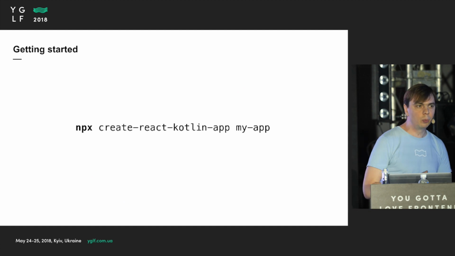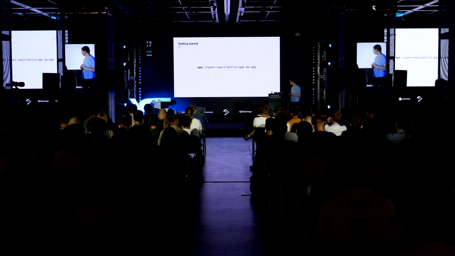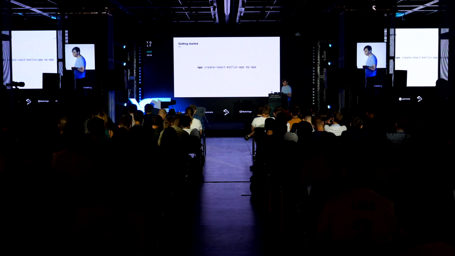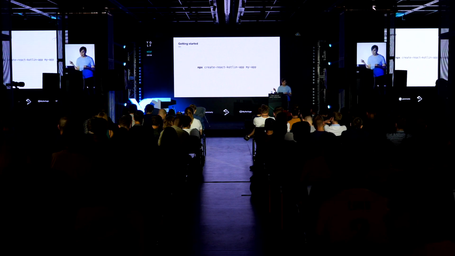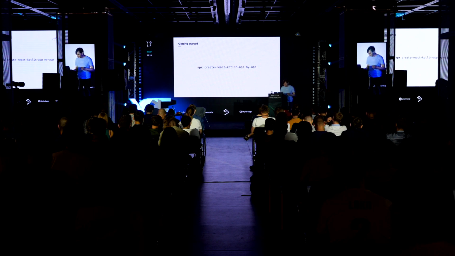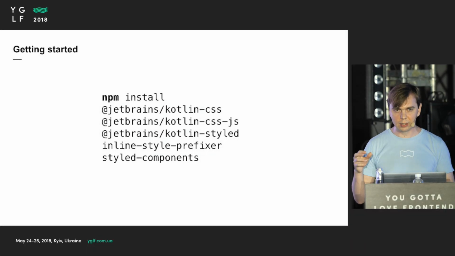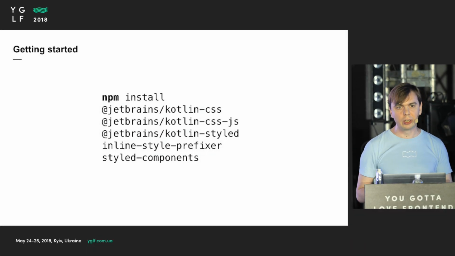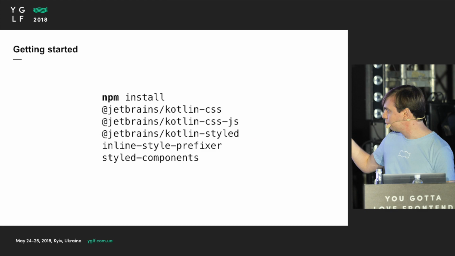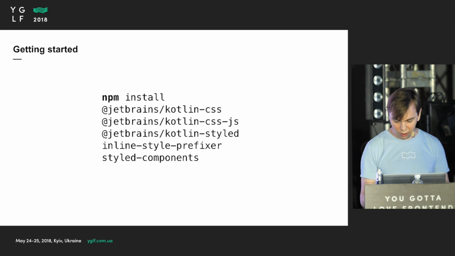And getting started with it is really easy. We have a thing called Create React Kotlin App. So you just use npx to bootstrap a new application, and you're good to go. Almost, because the CSS support is not baked into it. It's just React. So to enable CSS in your freshly created application, you need to install a bunch of packages, and then you are really good to go.